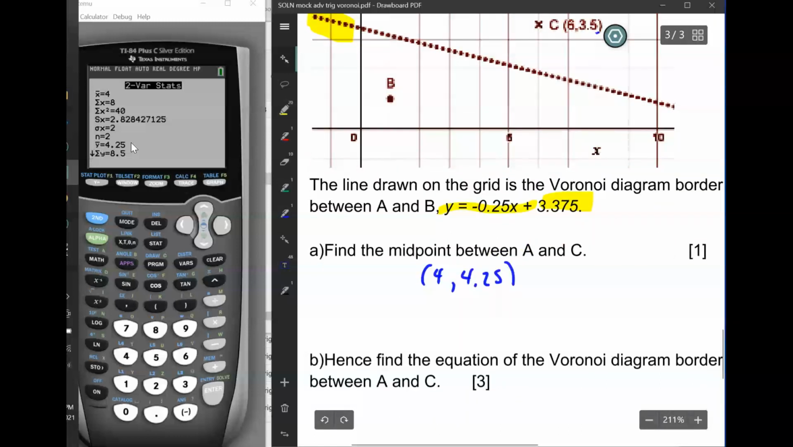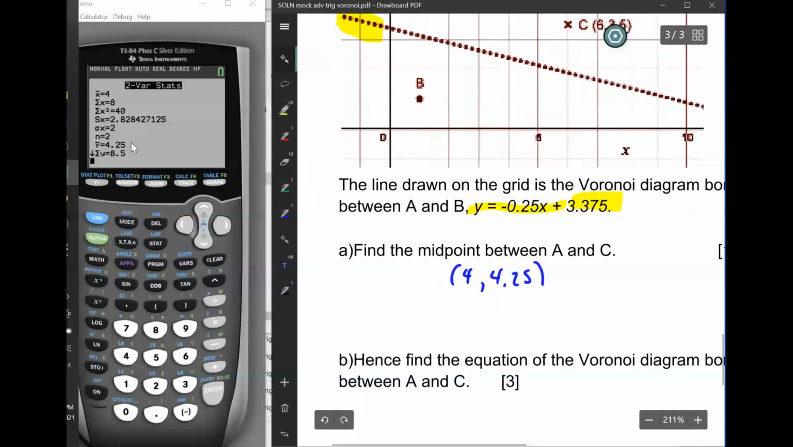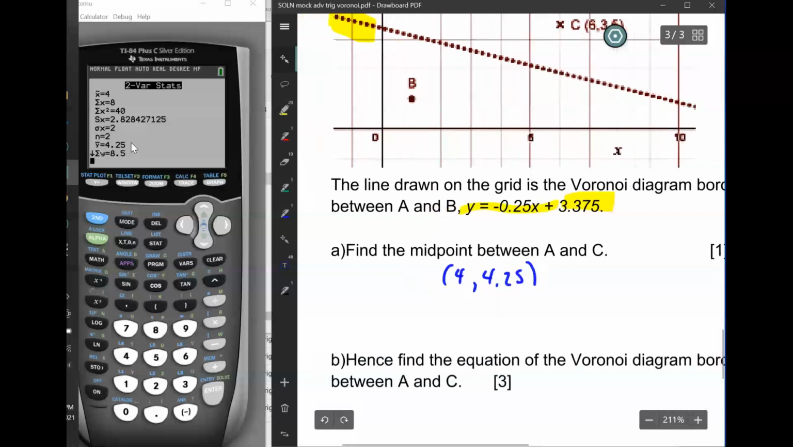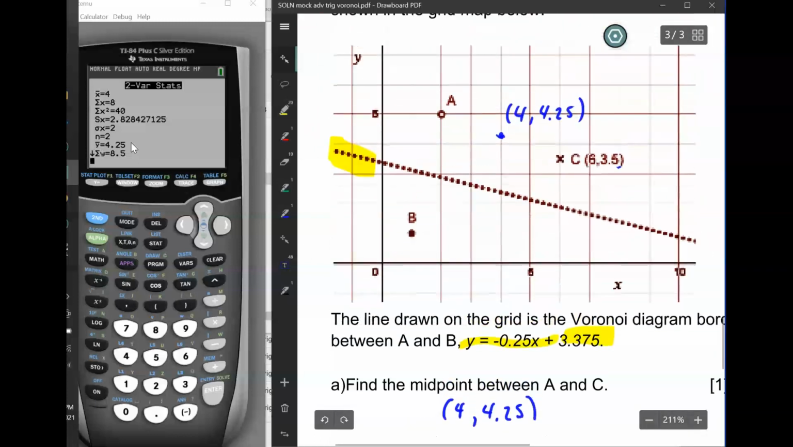Okay, hence find the equation of the Voronoi diagram border. What does it say? Between A and C. So the Voronoi diagram border between A and C, we know that the Voronoi diagram border is going to be perpendicular to the line that connects A and C. Okay, so what is the slope of this red line?